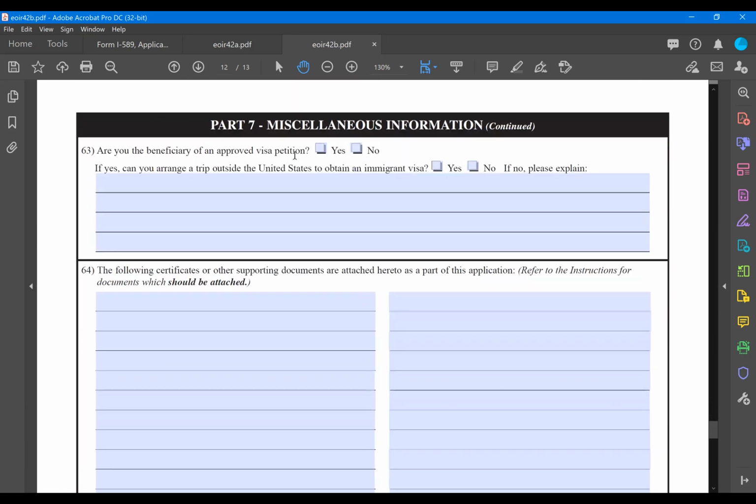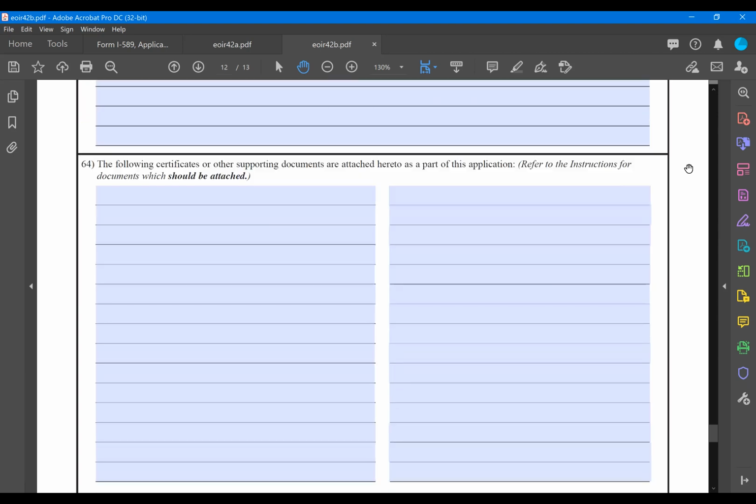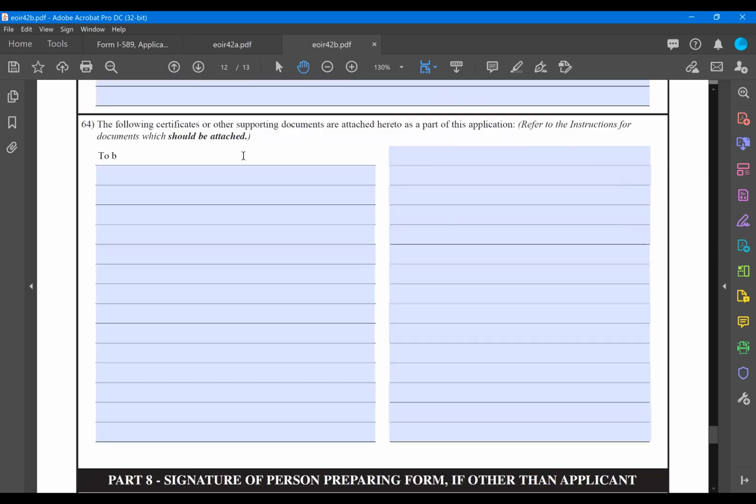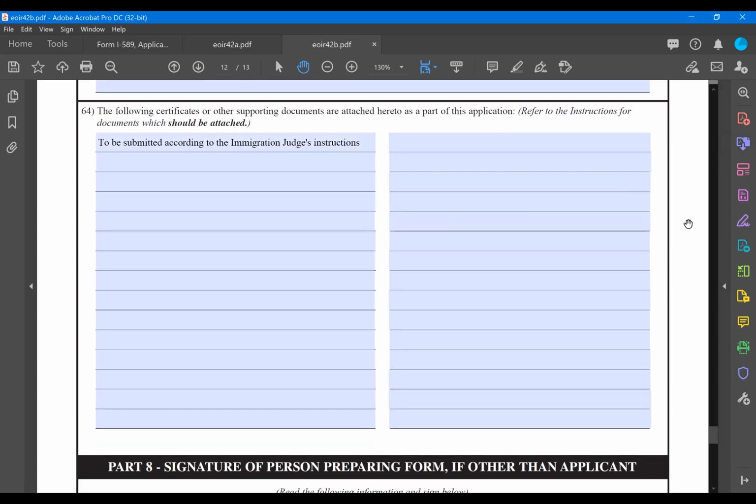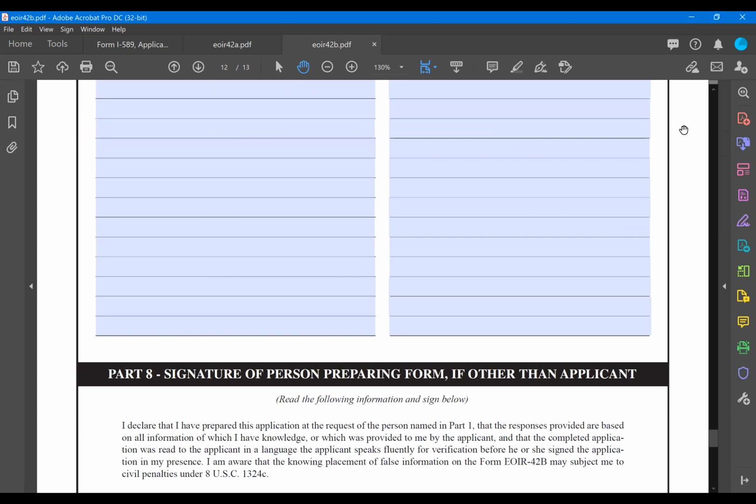Are you the beneficiary of an approved visa petition? So usually for cancellation of removal cases, the answer is going to be no. If somebody has applied for them, that would be one thing, but usually the answer is no. Same thing here, to be submitted according to the immigration judge's instructions. Instead of listing out all of the evidence, we're going to do that separately. We'll submit a table of contents. It'll be really nice and organized. We're not going to list it all out here. We just say to be submitted according to the immigration judge's instructions.